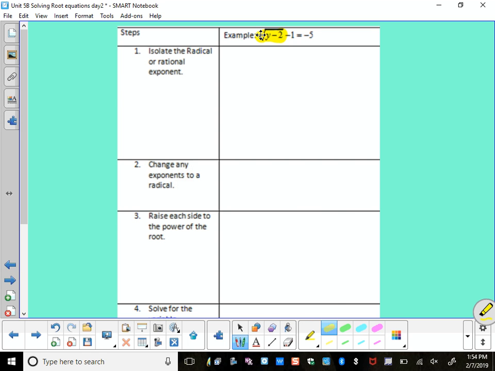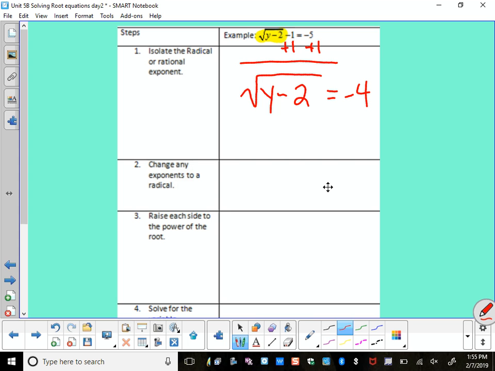I want that guy by itself. What needs to leave? The 1. So I'm going to add 1 to both sides. And I get the square root of y minus 2 is equal to negative 4.